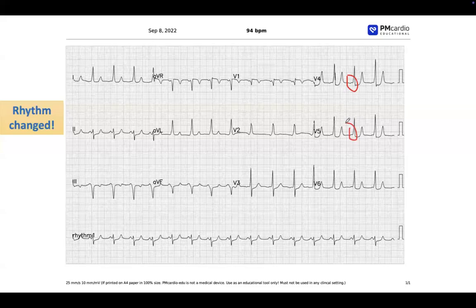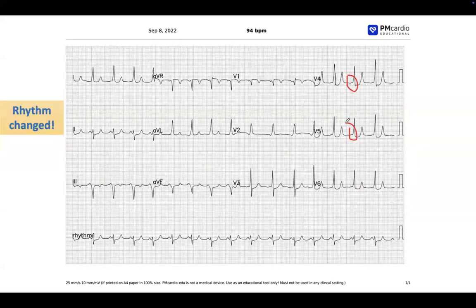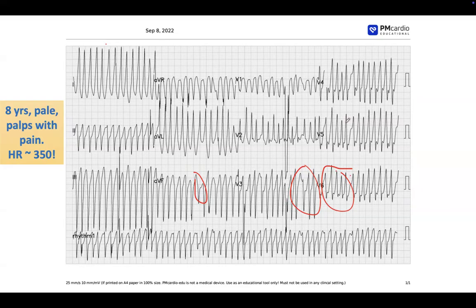So now, knowing the patient had WPW, what is this? Is it still VT or is it something else? Most likely it was an apparent SVT. It's atrial fibrillation with aberrancy with WPW. So as a cardiologist, you have to recognize this.